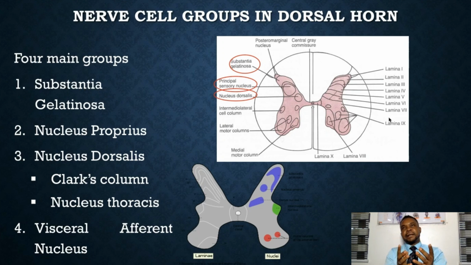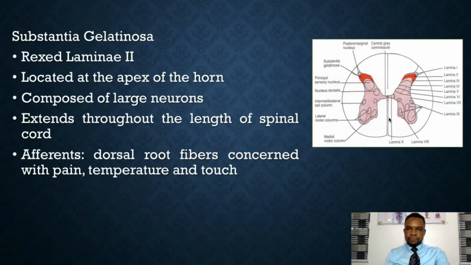Now the groups are categorized into 4. We have the group called the substantia gelatinosa, we have the nucleus proprius, we have the nucleus dorsalis, and then we have the visceral afferent nucleus. Now, the substantia gelatinosa, you find the lamina 2 located at the apex of the horn, which is composed of large neurons that extend throughout the length of the spinal cord. You find the lamina 2 in this first group.